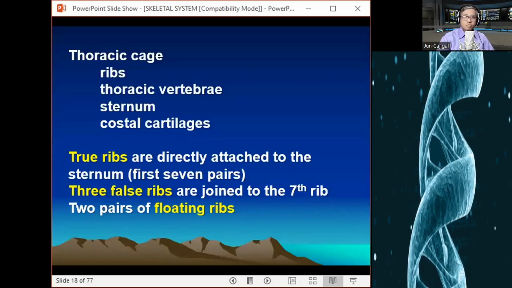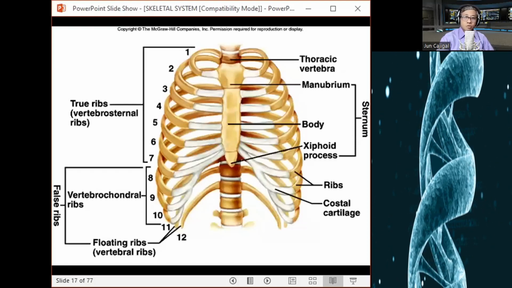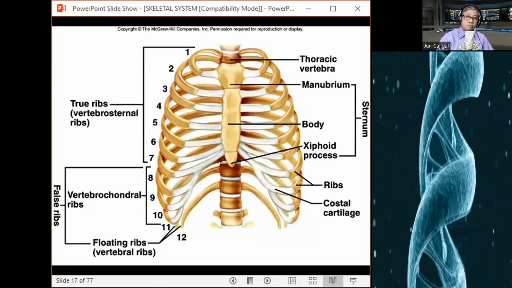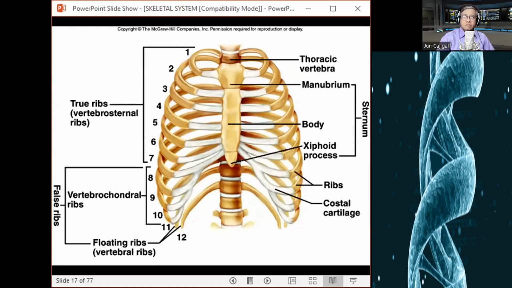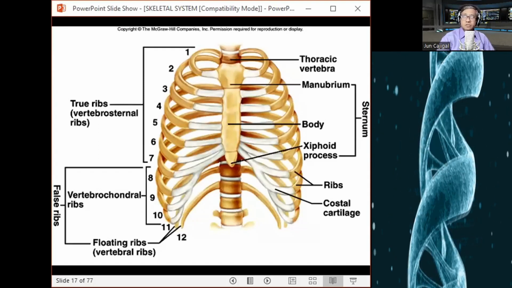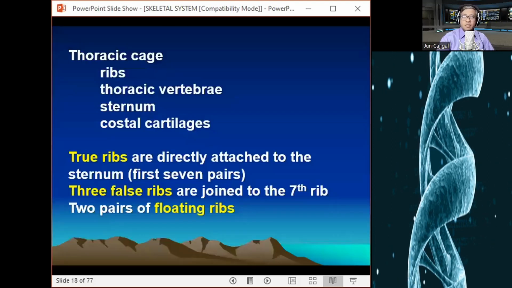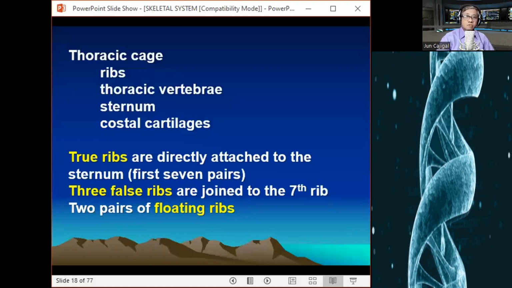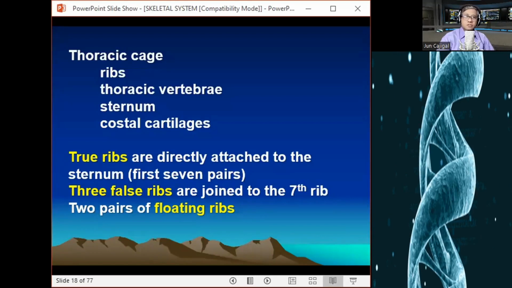Alright. And lastly, we have 2 pairs of floating ribs. So we have pairs 11 and 12. Those are the floating ribs or the vertebral ribs that are attached to the vertebral column. Alright, so for the sternum, we have the following. The sternum is composed of the manubrium, the body, and the xiphoid process. Alright, so those are the bones that comprise the axial skeleton.